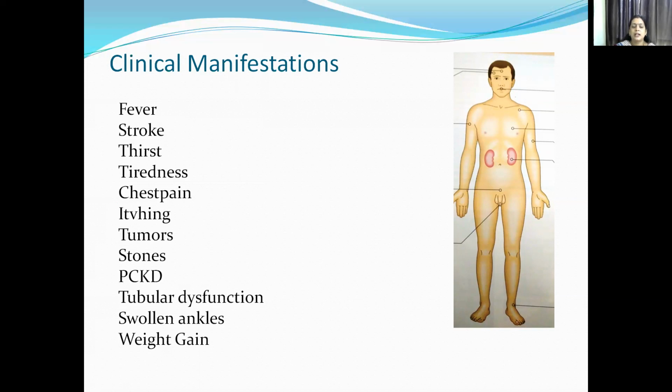Then polycystic kidney disease, which can have abnormal distension of the abdomen, and then there can be fluid accumulation, and there can be multiple cysts in the kidney on both sides or on either one side. Then what happens is that there will be an enlarged kidney.